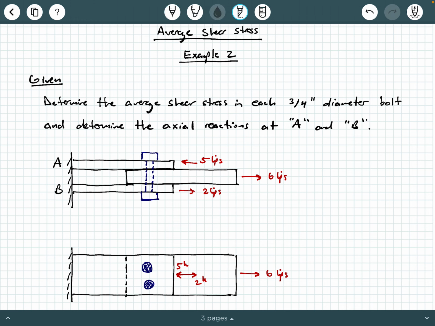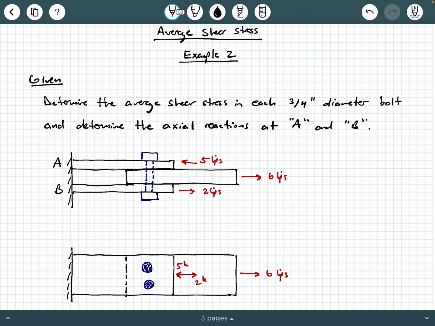In the given information, we're being asked to determine the average shear stress in each 3/4 inch diameter bolt and determine the axial reactions at points A and B in the figures. Okay, so let's take a look at the figures we're given.